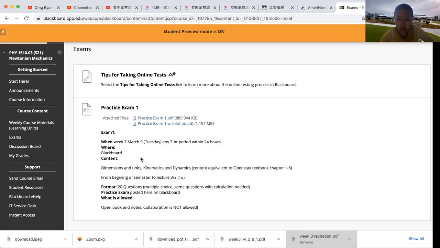The content we will cover will be from the beginning of the class, where we talk about dimensions and units on the first day, to the kinematics, and then the dynamics, that's Newton's laws. So it will be from the beginning of the class until the end of our lecture on March 2nd. That's when we talk about the last class of Newton's laws, okay? So that will be covered on midterm 1.